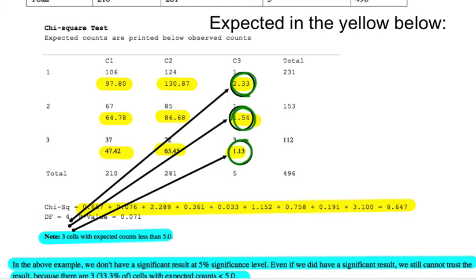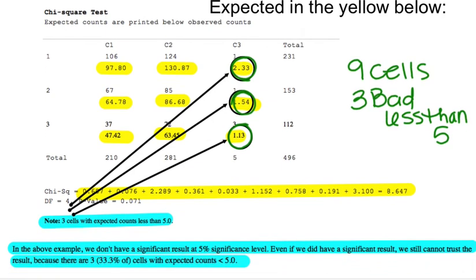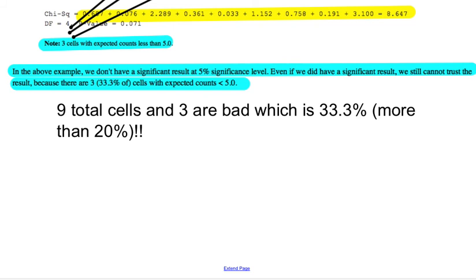So we total up how many cells we have. We have 9 cells. 3 are bad, meaning they are less than 5. So we have to figure out the percentage that are less than 5. So you take 3 out of 9, which is 33 1/3%. So what happens is this test cannot be considered valid because those expected values are less than 5. It's more than 20%. So go ahead and write this down right there in the green.